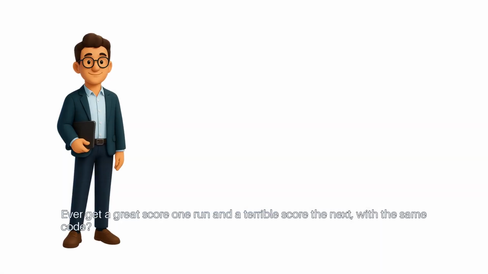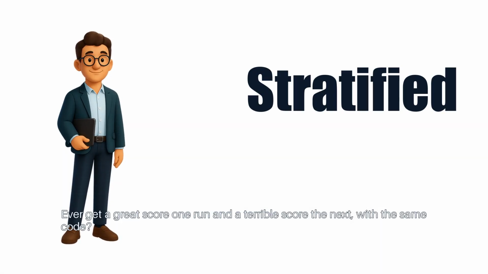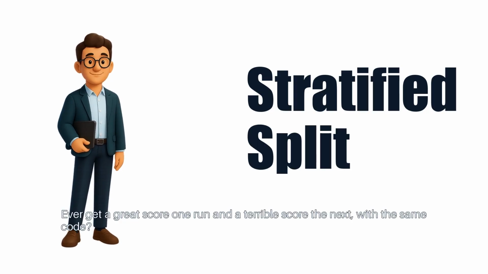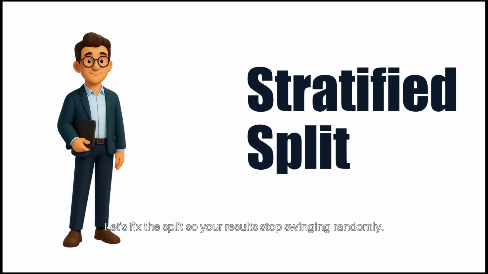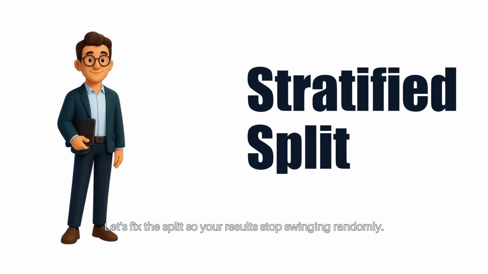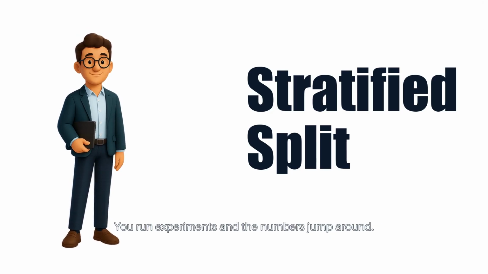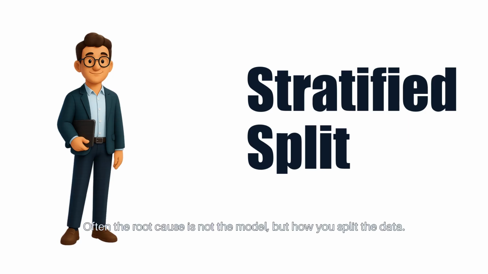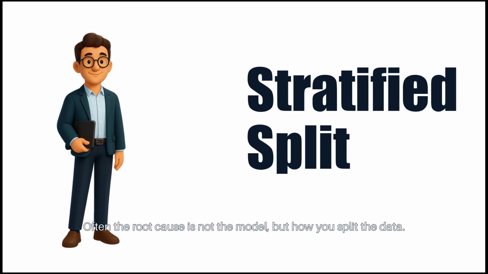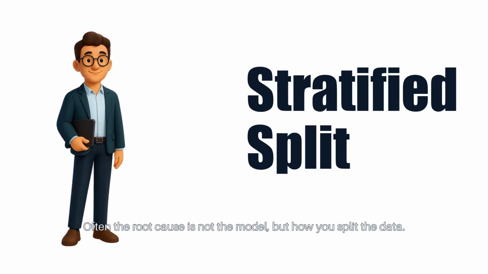Ever get a great score one run and a terrible score the next with the same code? Let's fix the split so your results stop swinging randomly. You run experiments and the numbers jump around. Often the root cause is not the model, but how you split the data.